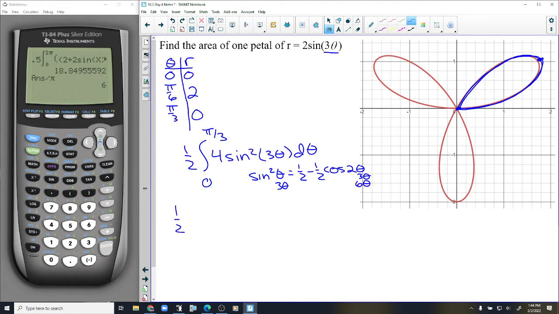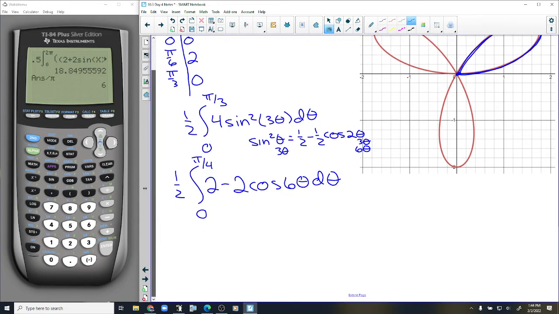So what we end up with, when we distribute the 4 through, is 2 minus 2 cosine of 6 theta. That's the replacement we can make when it says sine squared of 3 theta. 4 theta would be 8 theta, 10 theta would be 20 theta, and so on. The good news is we can just make that replacement. That's legal in Nebraska, no problem.